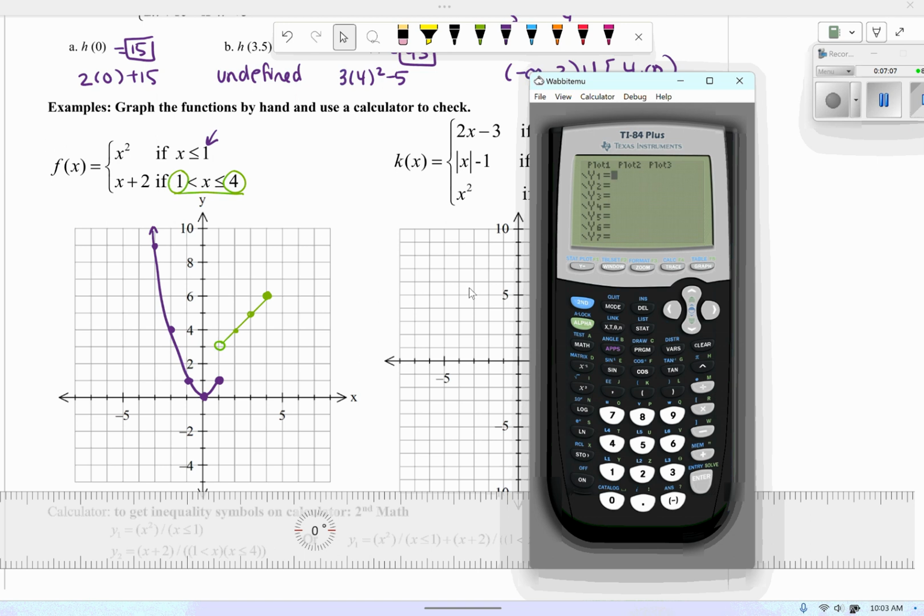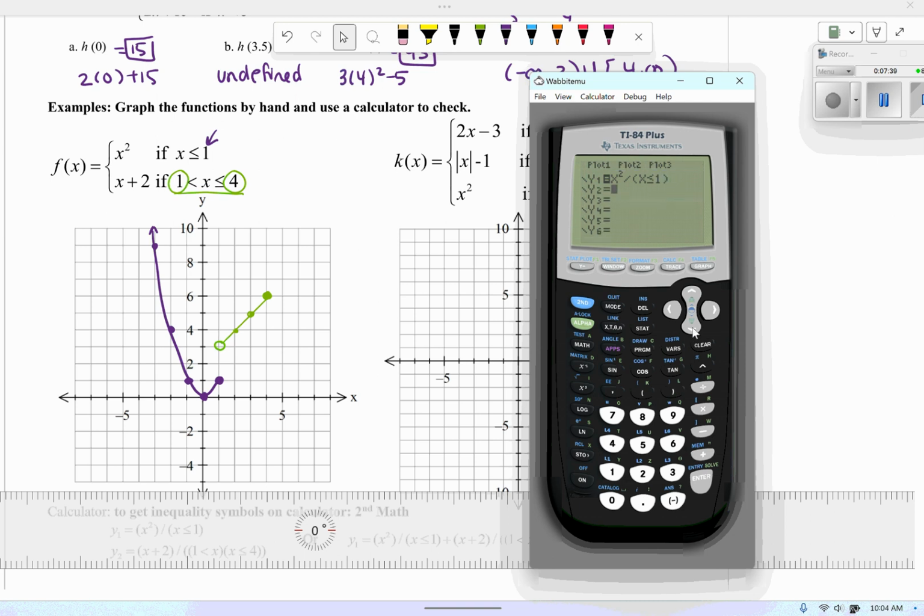The first way is you can plug in each equation separately in y1 and y2. So we have x squared, and then to get the restrictions, you use the division symbol, and always use parentheses around your restrictions. Then we have x values less than or equal to 1, so we type in x. To get the less than or equal to, go to second math, where it says test. That gives us our inequalities right there. We want less than or equal to, which is number 6, and then 1.